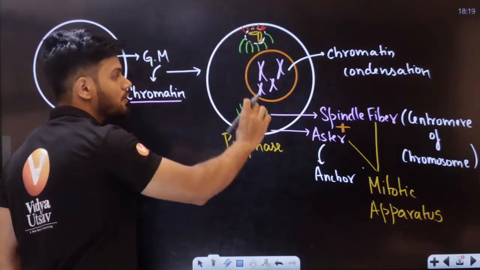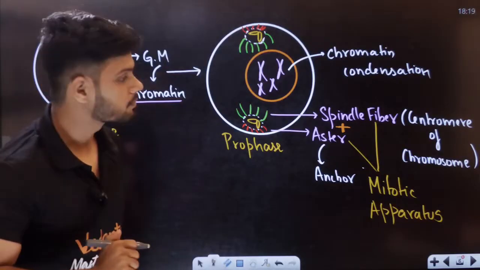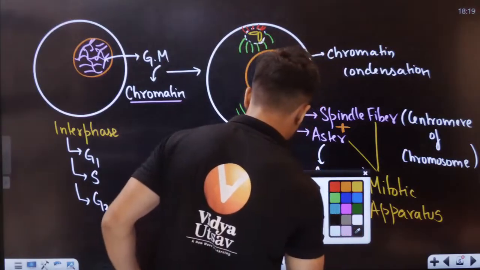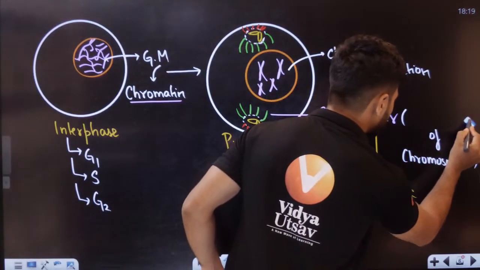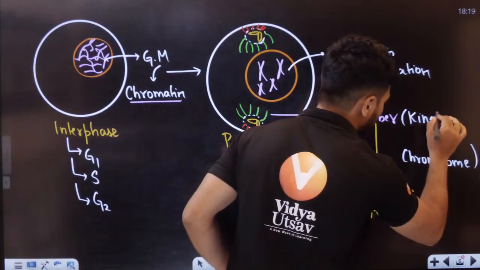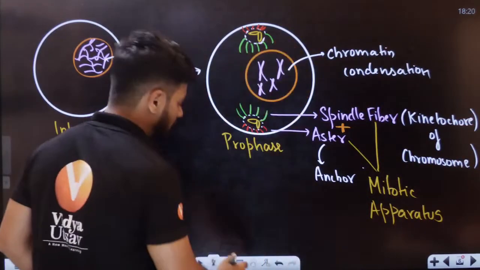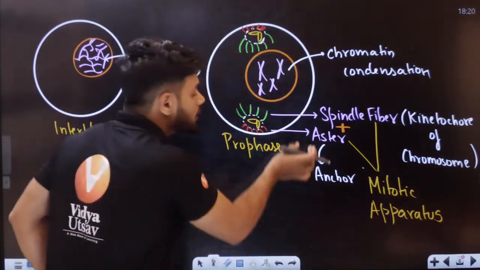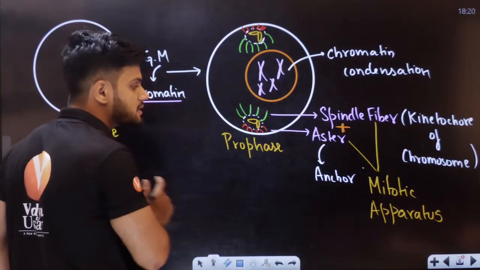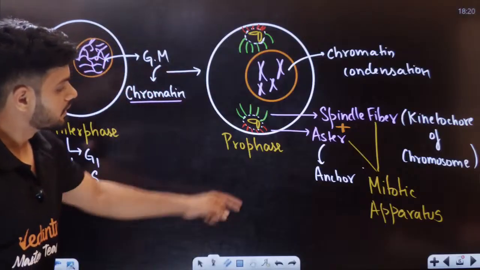Then there is movement of centrosomes. Centrosome has two types of microtubules, right? Actually, kinetochore. Exactly. Technically, kinetochore itself. This spindle fiber is arising from this amorphous pericentriolar space. Then there are asters here. Together they are called mitotic apparatus. They help in anchorage, students.